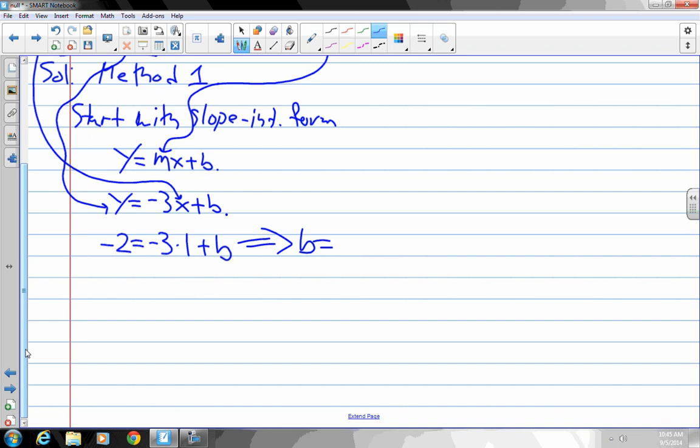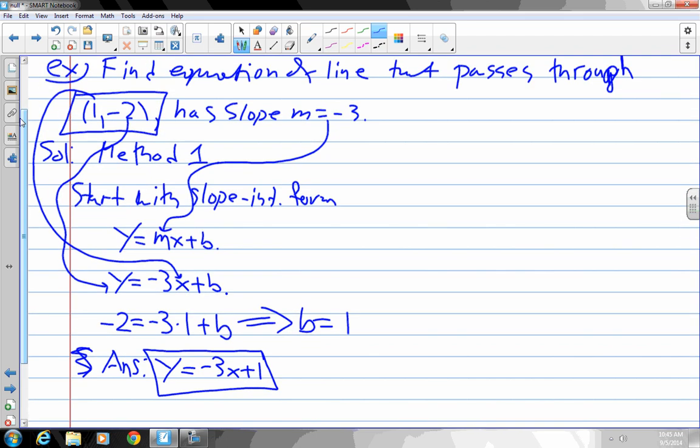Okay, you add 3 to both sides, so b equals 1. So therefore, the answer here, you have to tell me that the answer is y equals -3x plus 1. So we're done. We found the unique equation of a line that satisfies those two conditions.